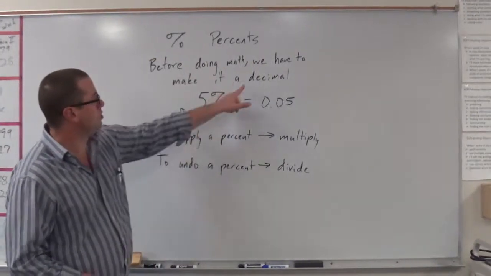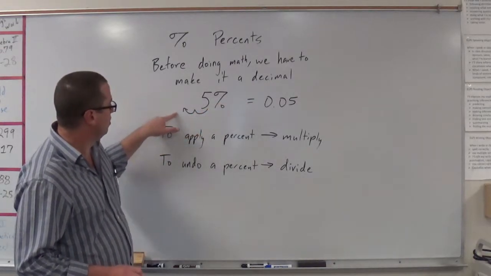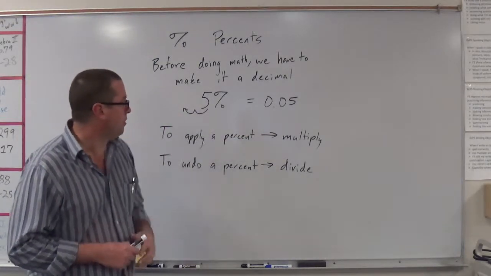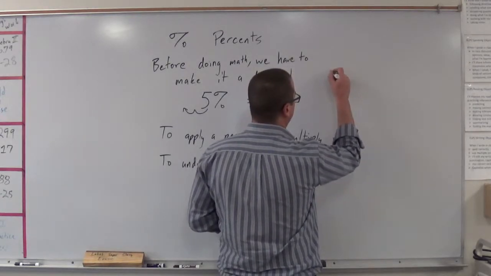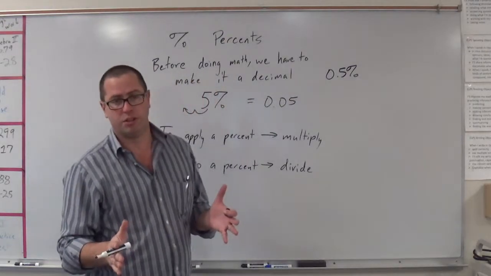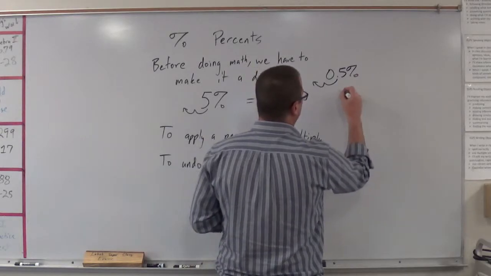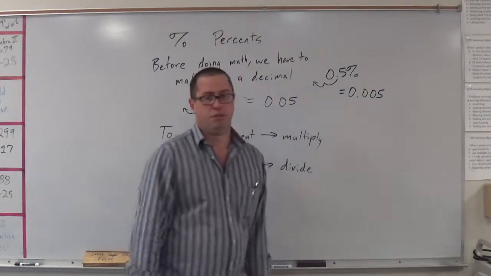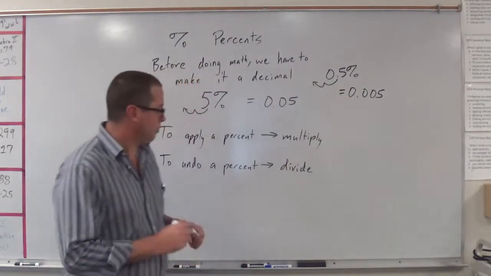So the way we're going to turn it into a decimal, we're going to move the decimal over to the left 2 spots. So 5% would be 0.05, and if I had 0.5%, this is the sort of thing that really confuses people, but I'm still moving it over 2, so that's going to give me 0.005. But it's very important that you move it over twice, even if it is a decimal.